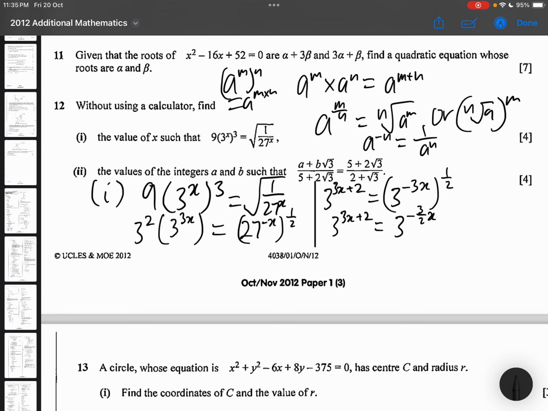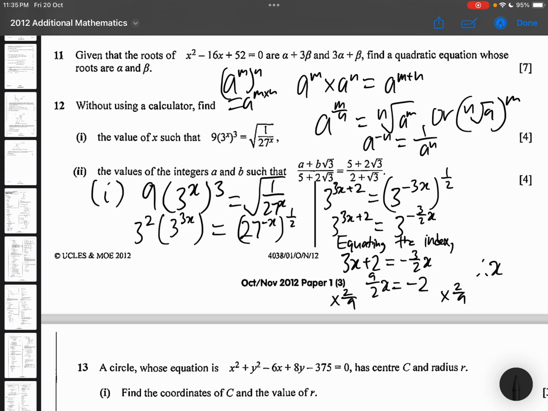I'll have this. And then when I have the same base, I can equate the index to give me 3x plus 2 equals this. I'll transfer the x's onto one side. I have 9 over 2x. I'll bring the 2 to the other side. Multiply both sides by 2 over 9. Eventually, I'll have x is equal to negative 4 over 9. And that is part 1.